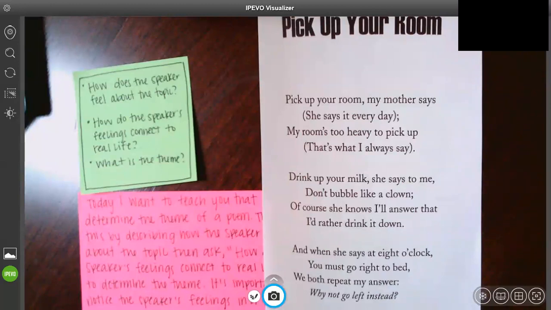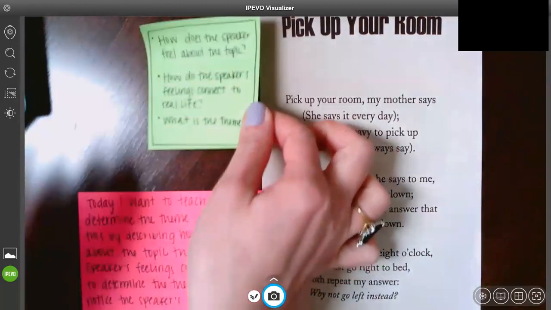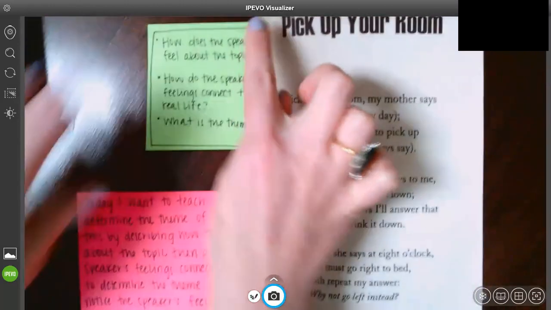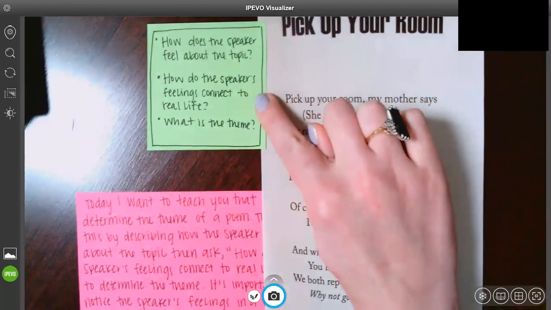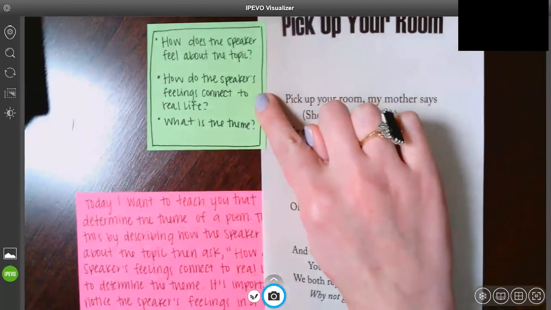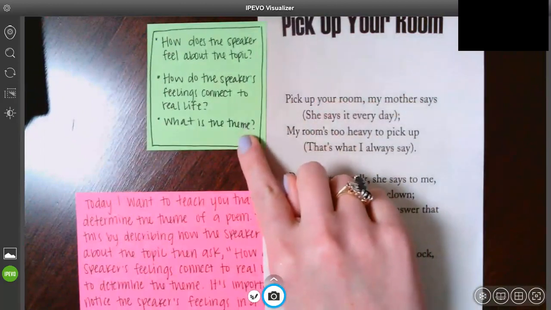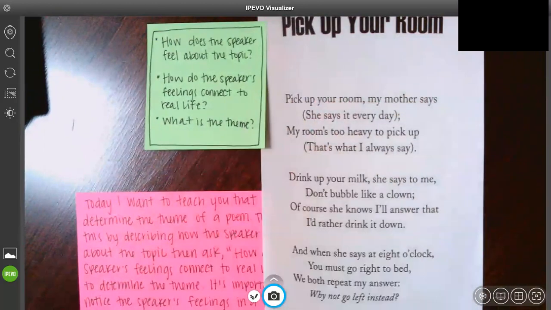So now that I've read it once, I'm going to read it again, but this time I'm going to think aloud and also jot down some of my thinking about how the speaker feels about this topic, how do the speaker's feelings connect to real life, and what is the theme?